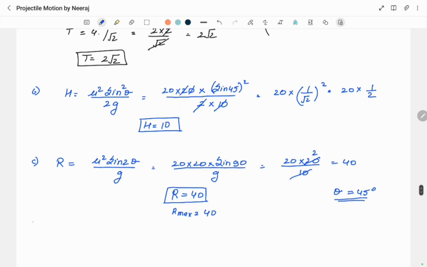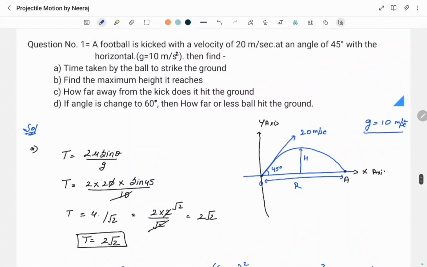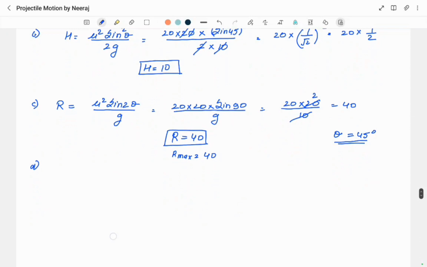Okay. Now look at the fourth part. What is it asking in the question? If the angle is changed to 60 degree, then how much farther or less will the ball hit the ground? It is given that theta is 60 degree. We know the maximum range is at an angle of 45 degree.